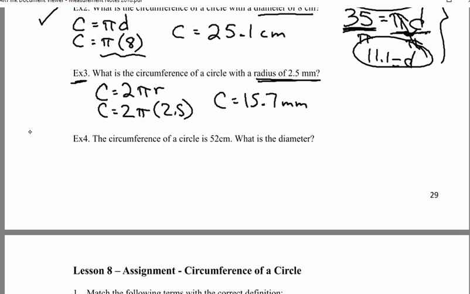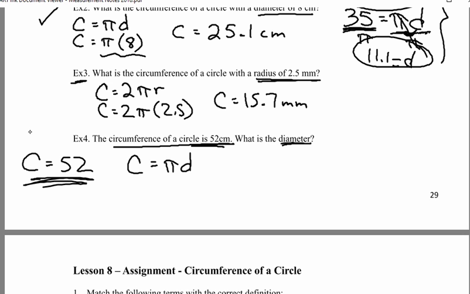Number 4. The circumference of a circle is 52. So we have to be careful here, because this time circumference is given. We need to know diameter. Well, we want diameter. Circumference is pi d. There's my formula. But this time, 52 can be put in for circumference, and we don't know diameter.